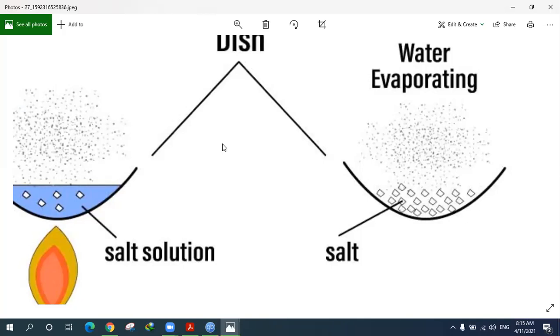They evaporate all the water, or get rid of all the water, and only the salt is left behind. That means you guys can actually get salt from the sea. It's easy.